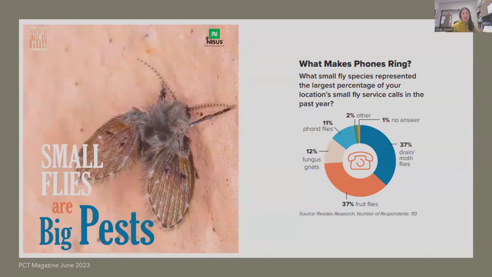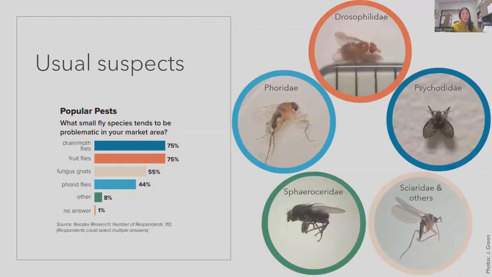So this was taken out of the 2023 PCT magazine State of the Small Fly Market, and you can see that fruit flies and drain flies are tied for generating the largest percent of service calls. So it's 37% each, which together are three-quarters of the problems when it comes to small flies. And they found that it was the red-eyed and dark-eyed fruit fly. So I'm going to probably show you pictures of mostly the red-eyed fruit fly, but there are dark-eyed fruit flies as well. So we'll go through the usual suspects.